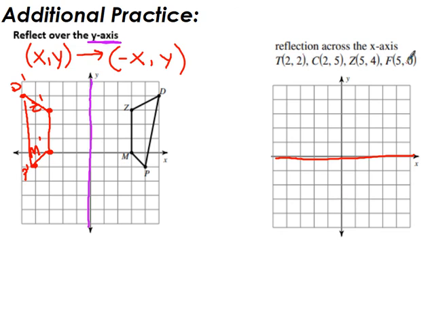So my new point for T is going to be 2, negative 2. My new point for C is 2, negative 5. Z is going to be 5, negative 4. And 5, 0 just stays at 5, 0, because if it's on the mirror, you can't flip it around. So there is my new image. Bam.